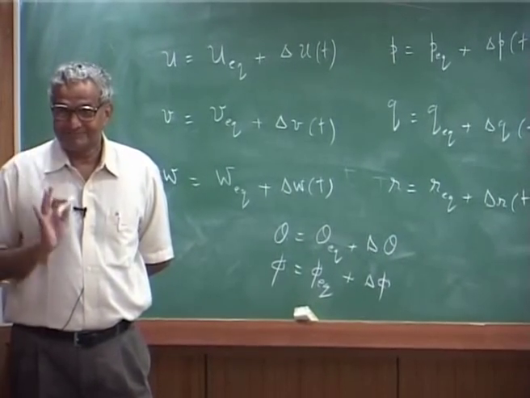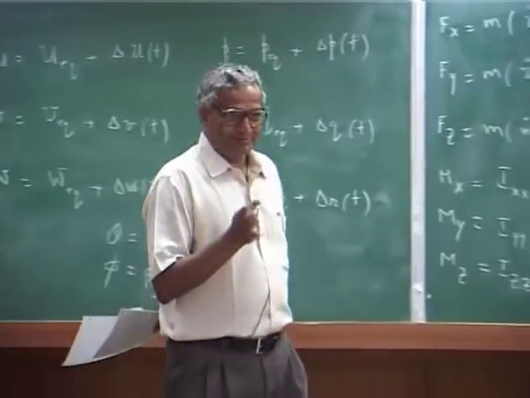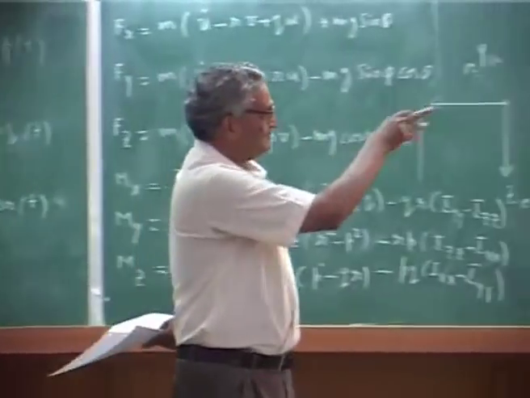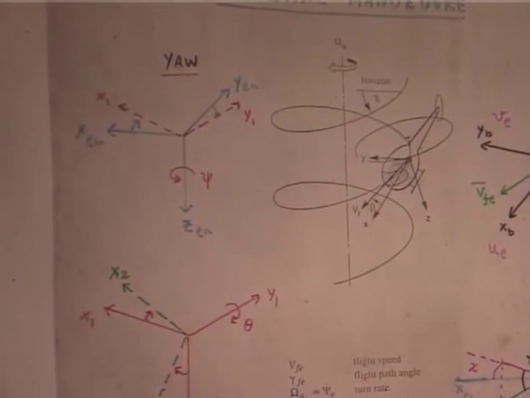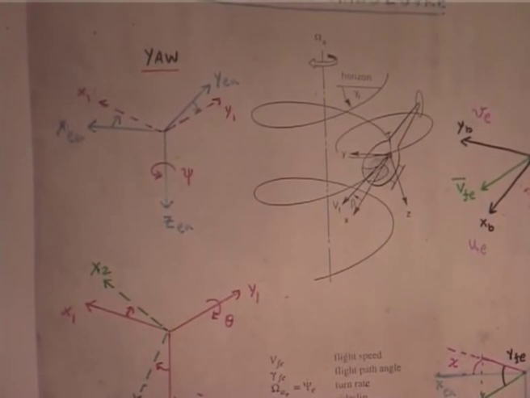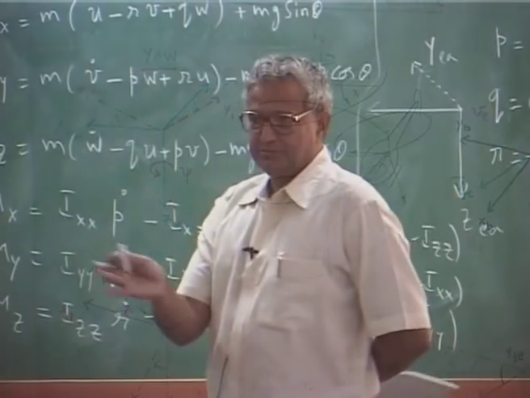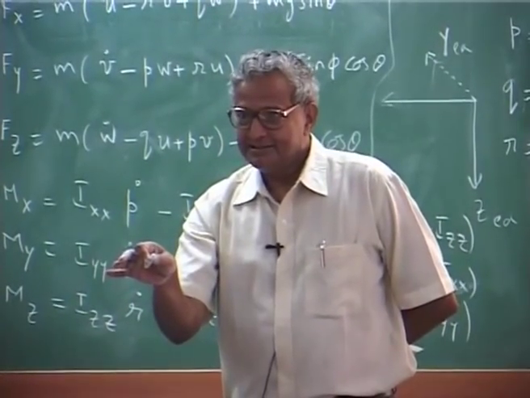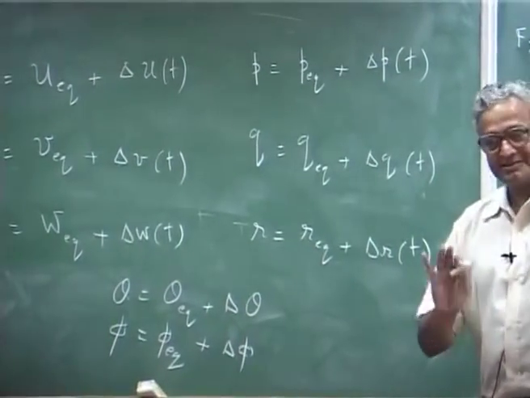Except psi, because there is no psi equilibrium, because the orientation can change as the helicopter turns. My angle this side, it can keep on turning. There is no equilibrium for that. Please remember, that is why we allow that turn, because it is like a yaw rate pretty much, it can keep on turning. But the vehicle orientation is theta equilibrium, phi equilibrium there.